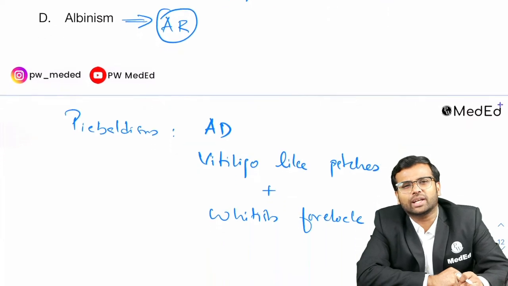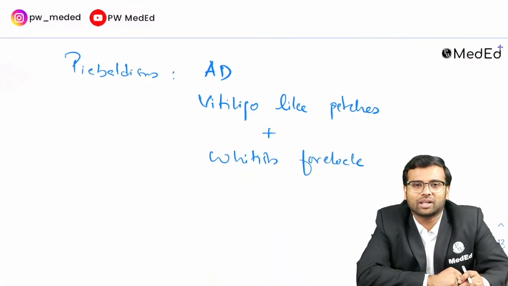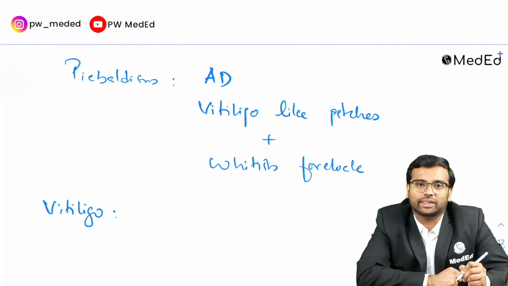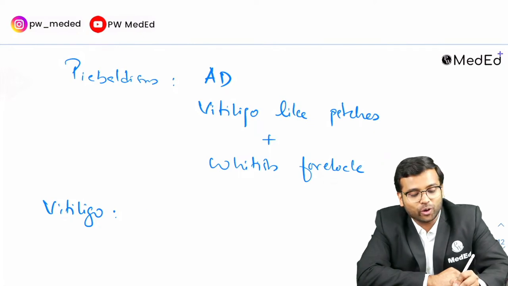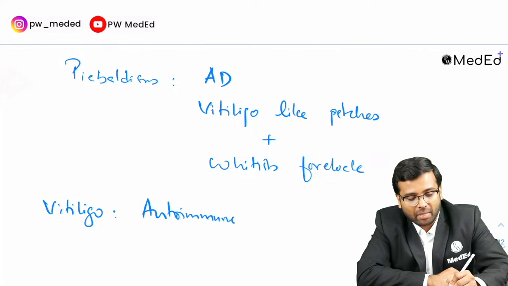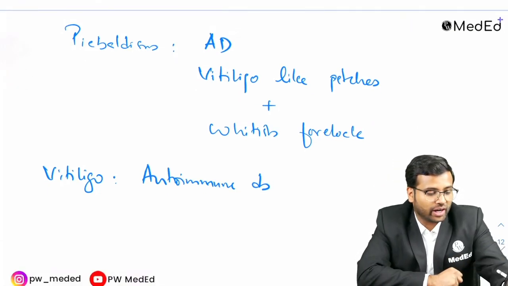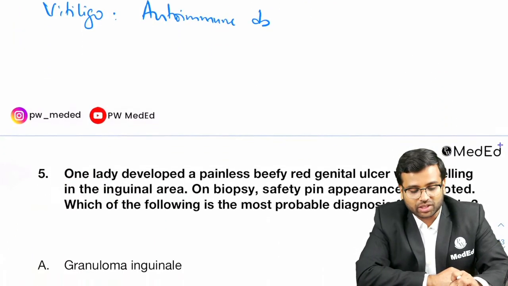What about vitiligo? Does vitiligo have some inheritance pattern or is it something else? In this MCQ, we have talked about vitiligo, right? So vitiligo, just like alopecia areata, is going to be an autoimmune disease. Okay, very good. So all of you who are answering in the chat box, excellent. Keep going.